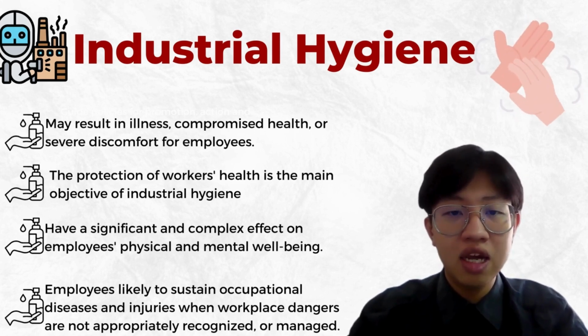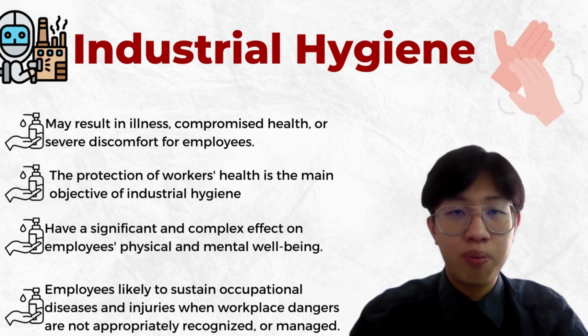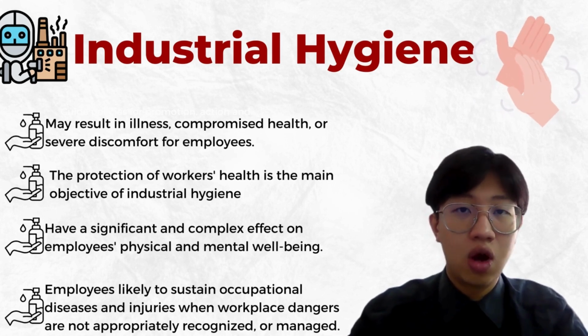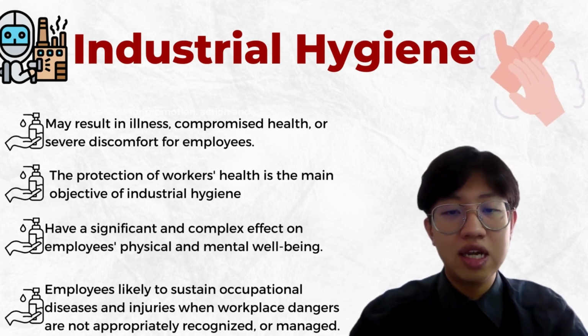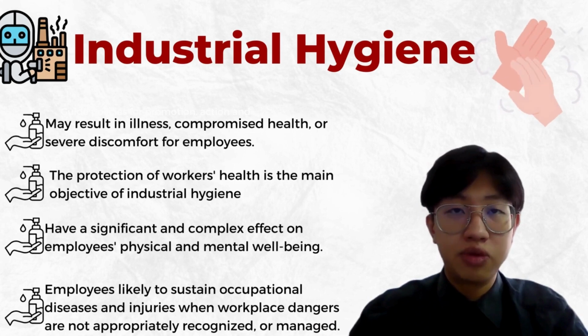Employees are far more likely to sustain occupational disease and injuries when workplace dangers are not appropriately recognized, assessed, or managed. Consequently, industrial hygiene uses a variety of techniques, including engineering control, administrative control, and personal protective equipment, to reduce this risk.